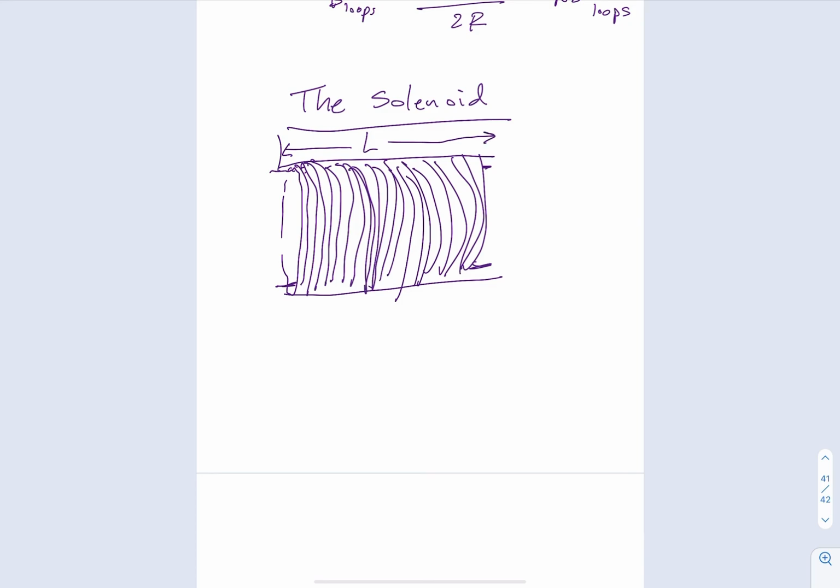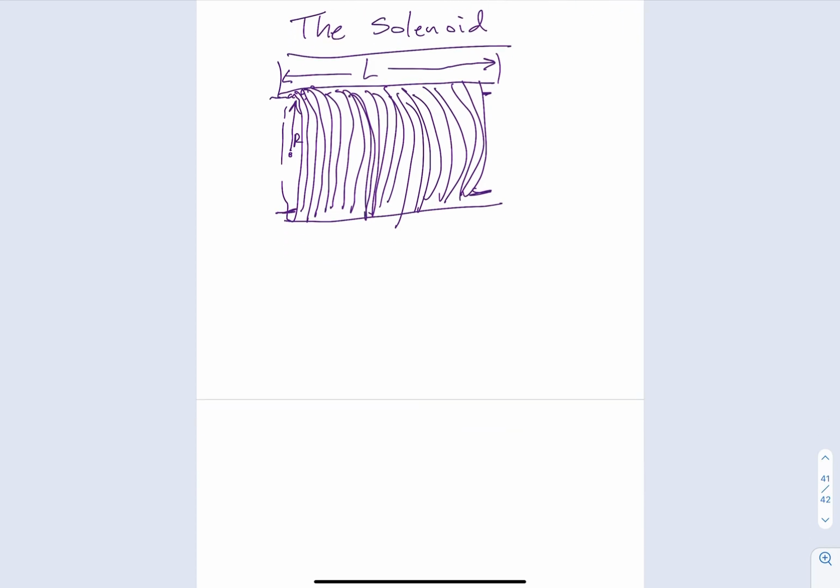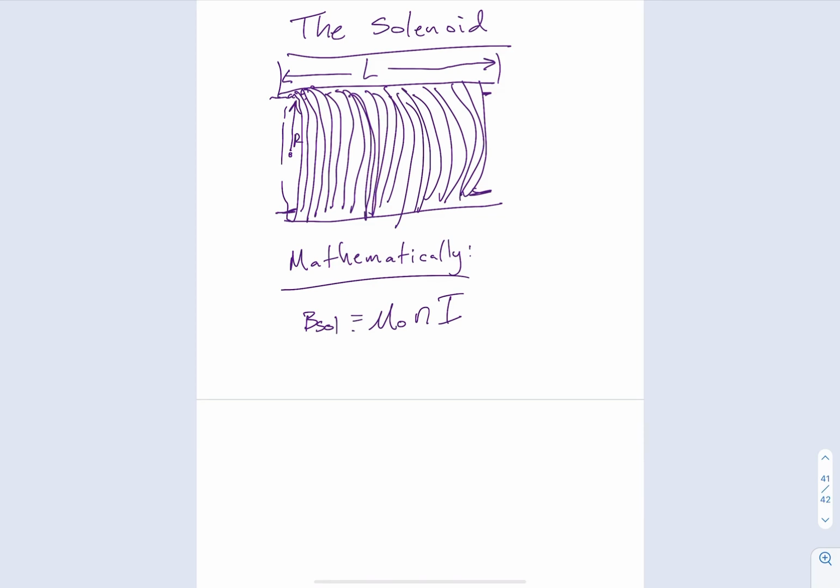Sorry for my artistic inabilities. And of course, it will have some radius for the circular face. And again, we could use Ampere's law to determine these equations, but I'm just going to give them to you. We'll say mathematically, the magnetic field for a solenoid is mu sub O little n I. And we'll note that this is the same as saying mu sub O big N I over L.